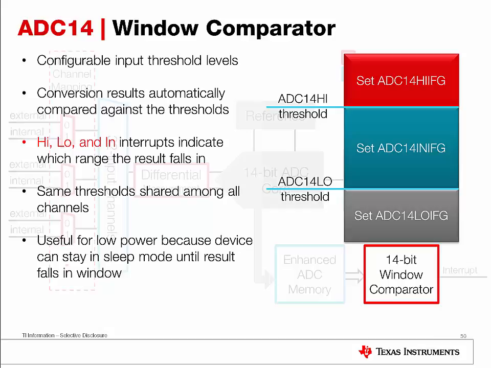Using the window comparator, you can configure the input threshold levels, the high and the low thresholds, and the ADC14 will continuously convert the result and internally compare the sample result against the thresholds, and it will trigger the interrupts depending on whether it falls below, between, or higher than the window. So this is very useful to keep the device in low power, since no CPU activity is required until the analog signal falls into the range that is of interest.